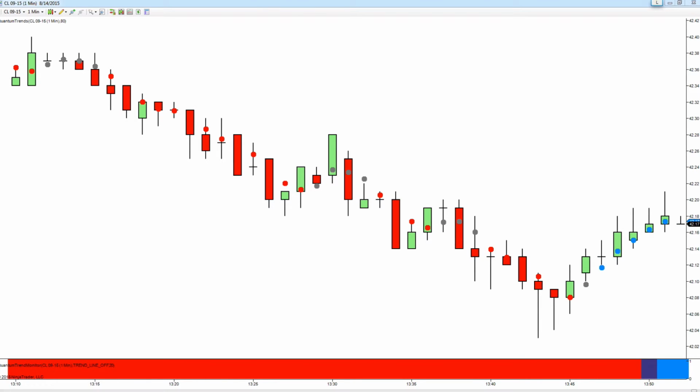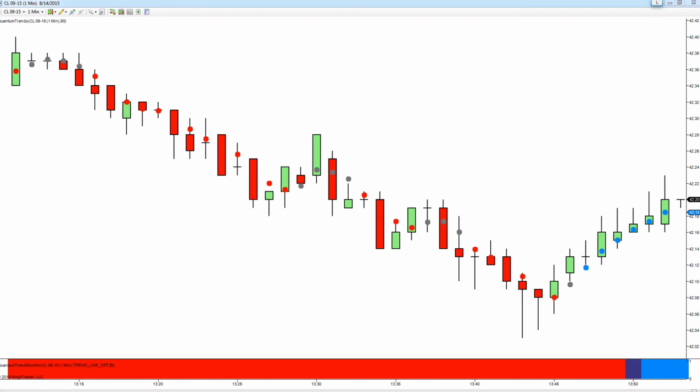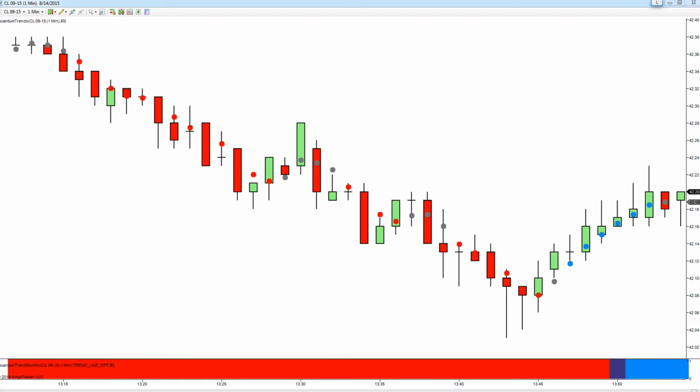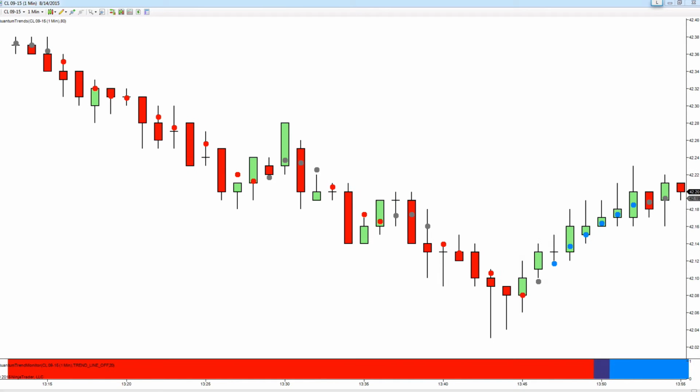So we've made the full transition from bright red to bright blue through the dark blue transitional phase. And occasionally you will see a dark red phase ahead of that dark blue phase as well. Now we're in, the trend monitor's holding bright blue. We're in a strong bullish phase.